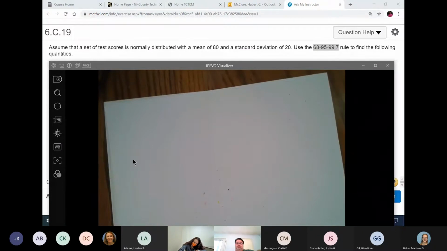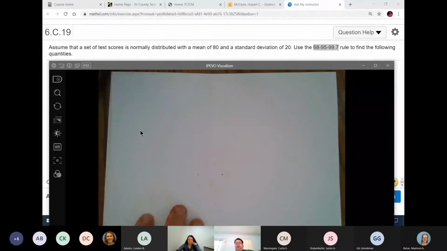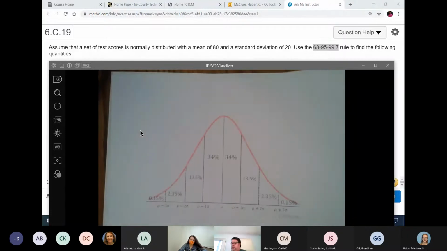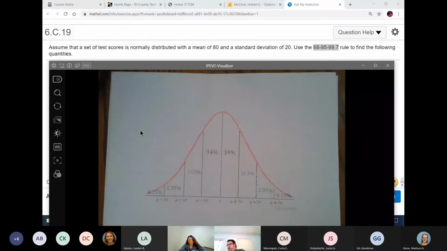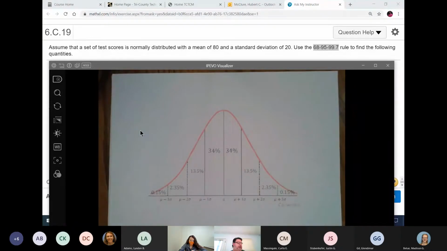So let's do this problem. Of course, probably 15 of y'all haven't done this, but one person probably has. There is the empirical rule, and we're going to fill it out. 80 is the mean, then 100, 120, and 140. This is 60, this is 40, and this is 20.